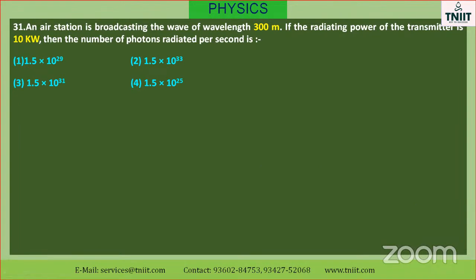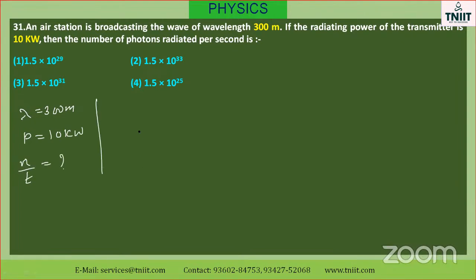There is an air station in the broadcast. What is the wavelength? 300 meters. The wavelength is 300 meter. What is the radiating power? 10 kilowatt. Lambda is 300 meter, power is 10 kilowatt. They are asking you to find the number of photons per second, N by T.